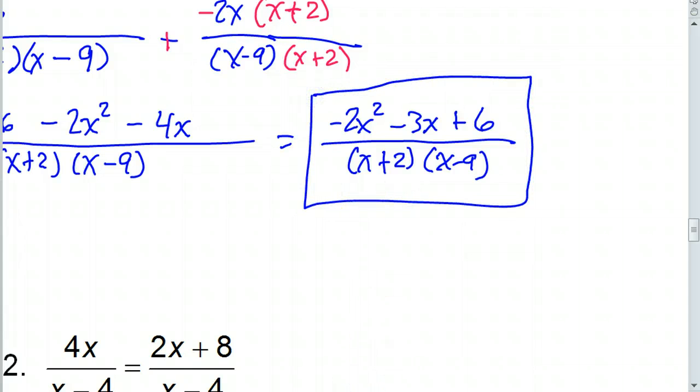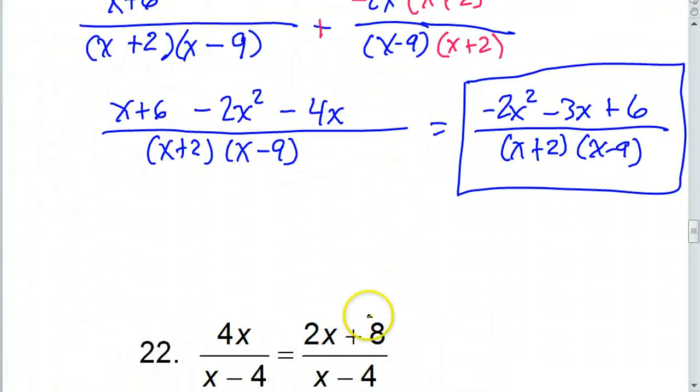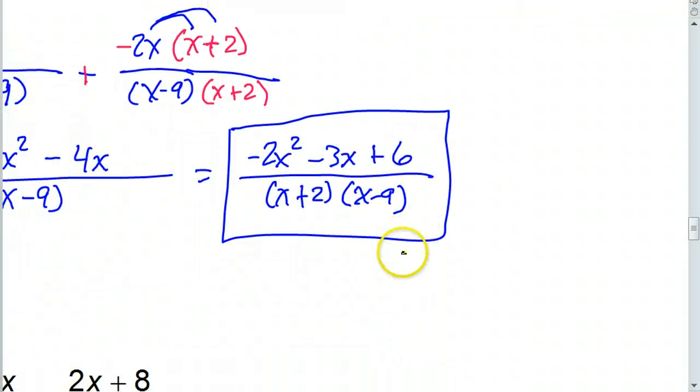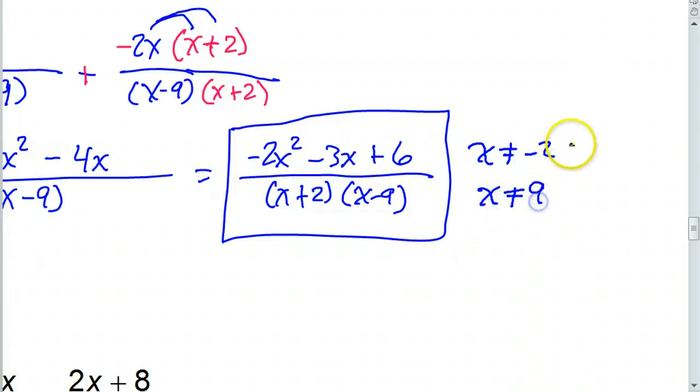All right. So that was number 20. Almost forgot the excluded values, which are x cannot equal negative 2, x cannot equal positive 9.